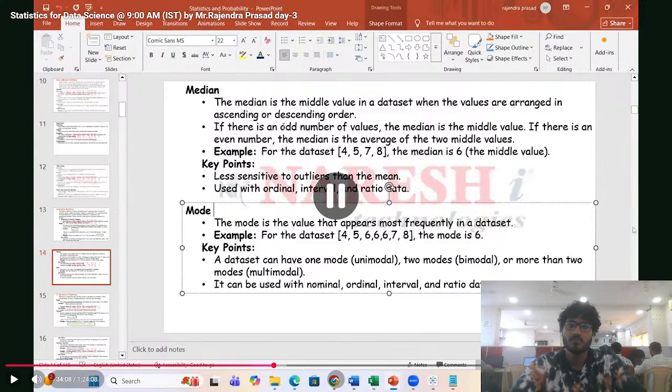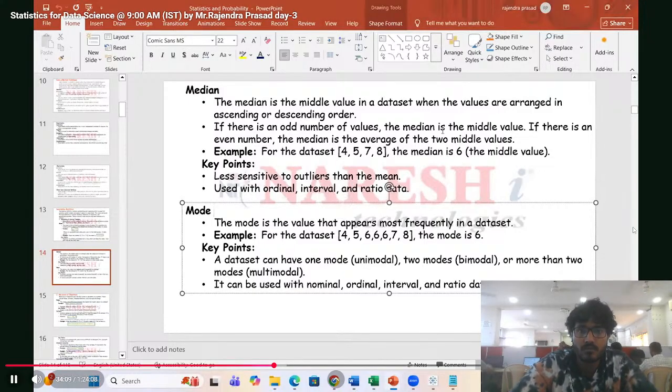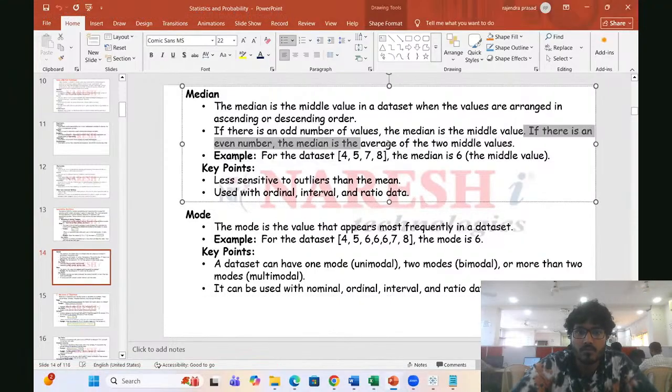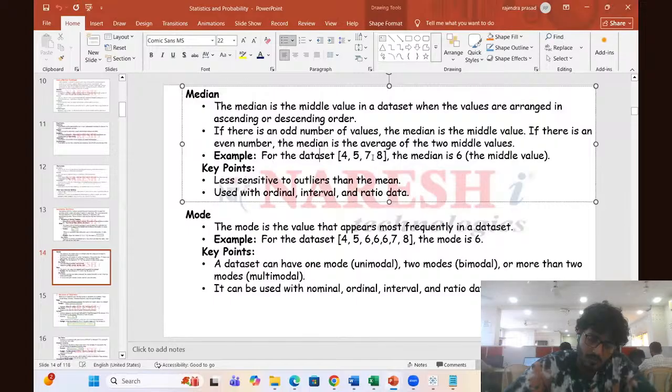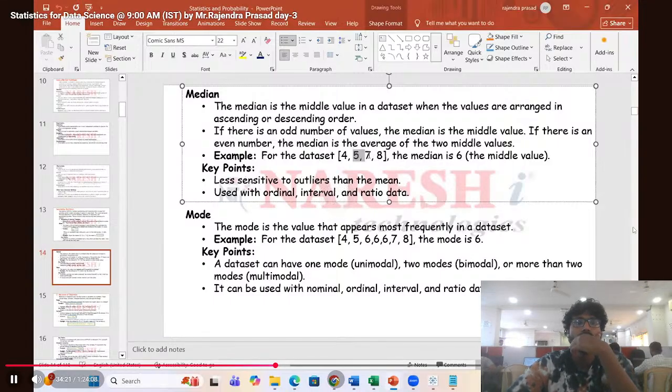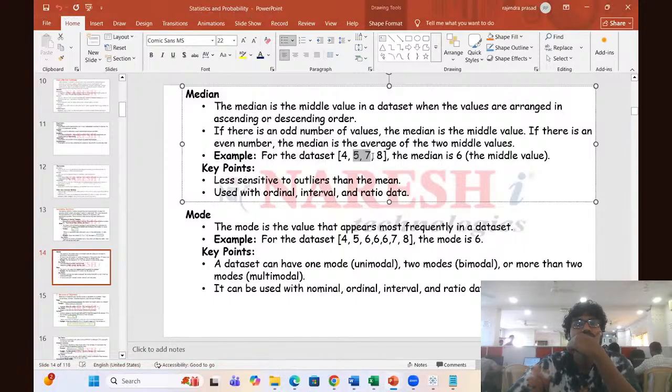Even though I mentioned it, if there is an odd number of values, then the median will be your middle value. If there are an even number of values, then the median is the average of the 2 middle values. See the example of the data set 4, 5, 6, 7, 8. 5 plus 7 divided by 2. That will be your 6.